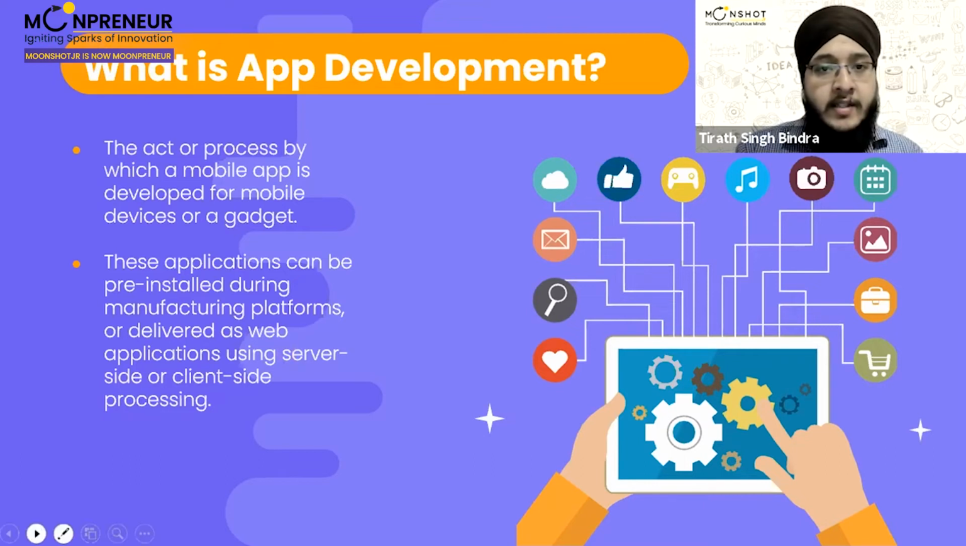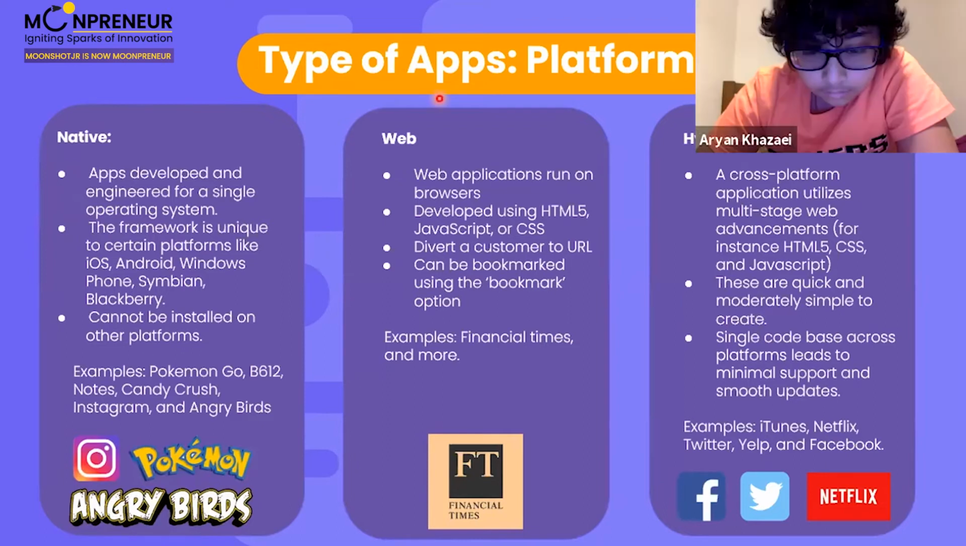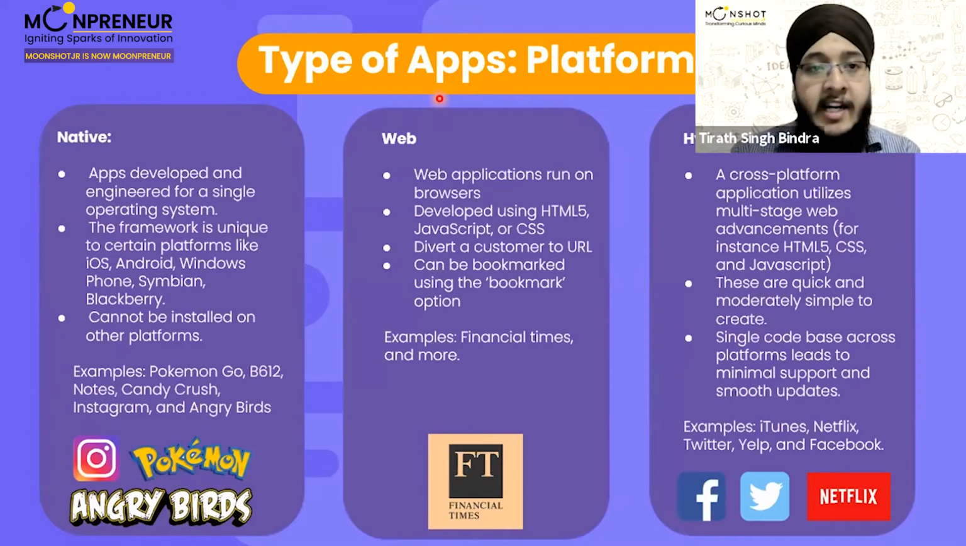Next, what you have is the types of apps. What are the types of apps that are available? First is native app, second is web app, and the last one is hybrid or cross-platform. This is the division of apps based on platform. And by platform, we don't mean iOS and Android. We mean native. Native stands for when the app runs on the system itself.